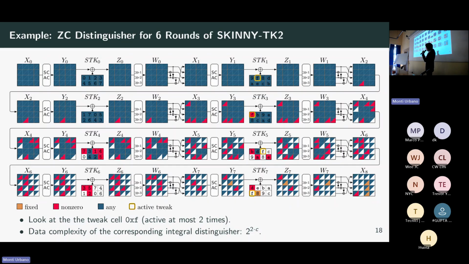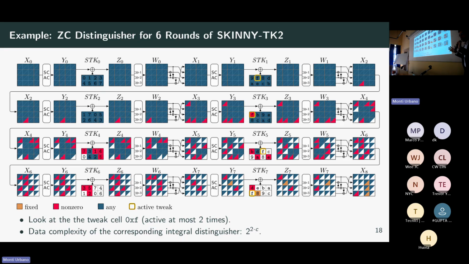And with all of those active cells at the input, it gives a very low data complexity integral distinguisher, which has a complexity of 2 to the power of 2c because of having 2 active cells in the tweak, not in the data path. These 2 active cells are in the tweak, not in the data path, which are not visible in this shape.